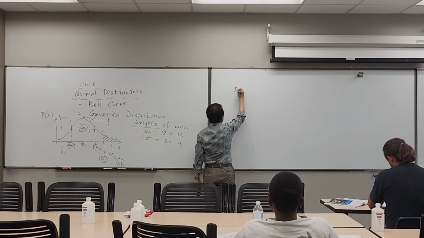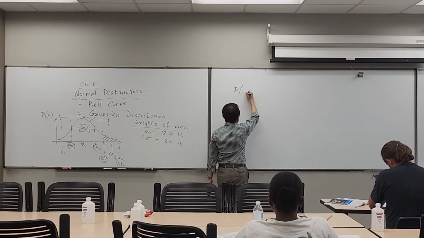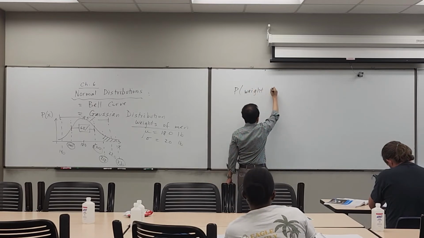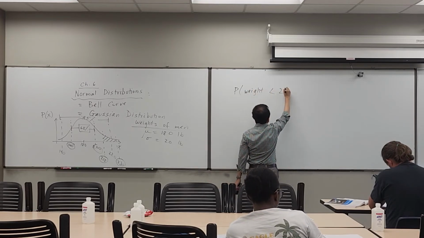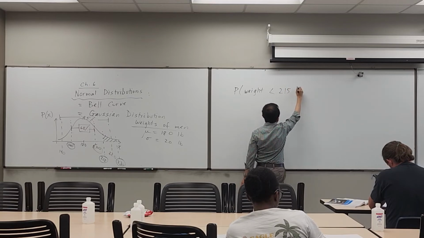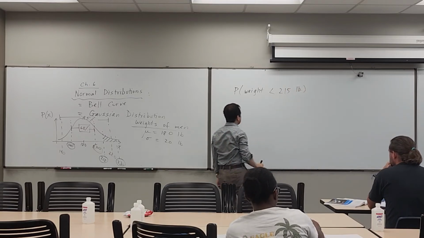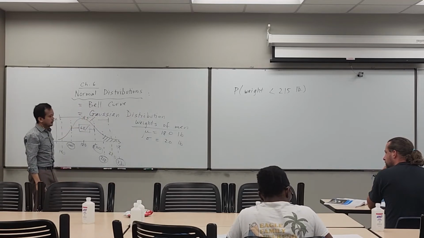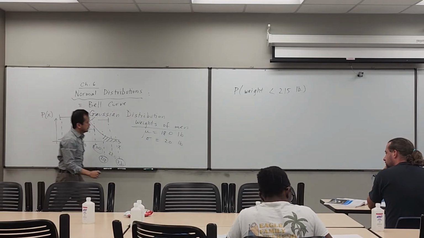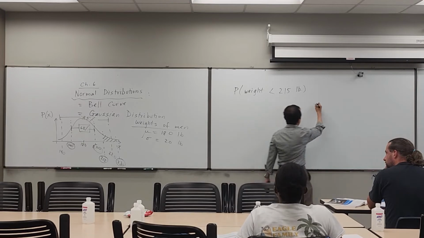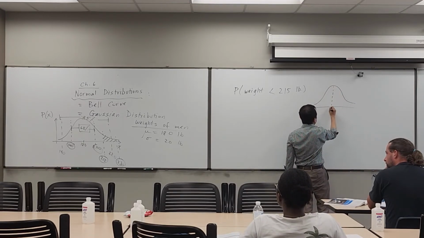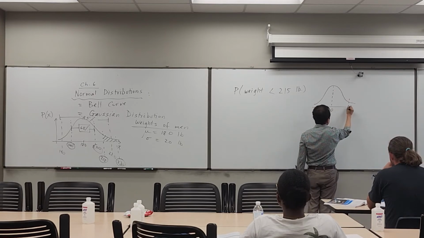So let's say that we're trying to find the probability that a man's weight was less than 215 pounds. So let's say you have this bell curve of weights, and 180 is here, and 215 is here.